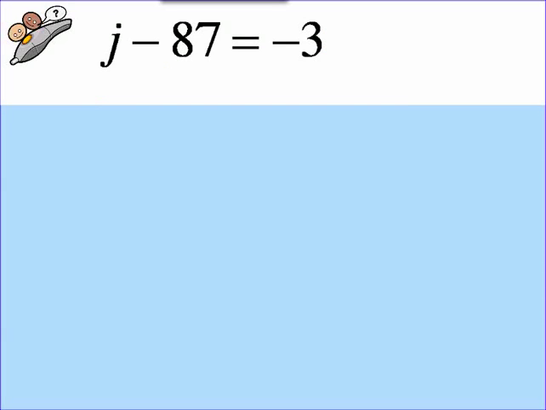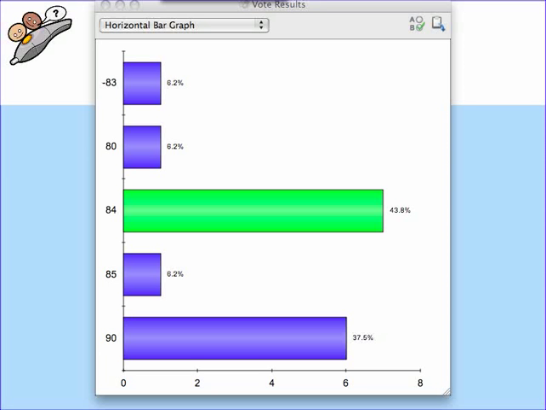Okay, here you go. J minus 87 equals negative 3. And the answer is 84. Okay, now, for those of you wondering, wow, looks like with the negatives we kind of didn't do as well.